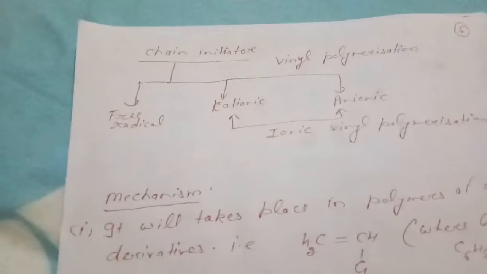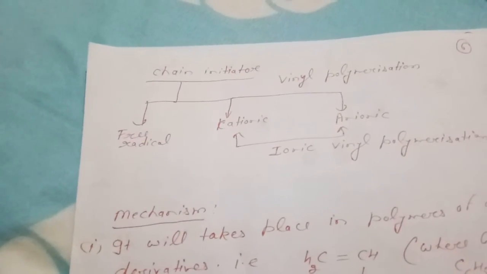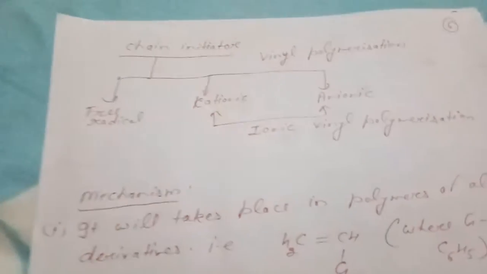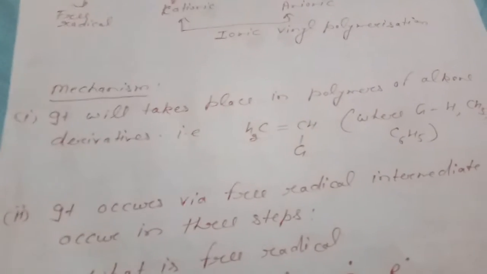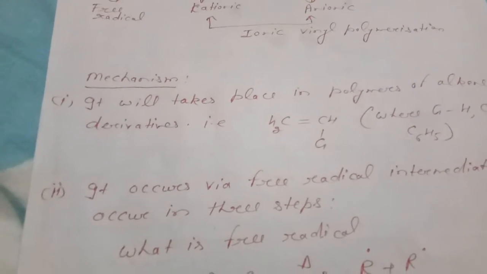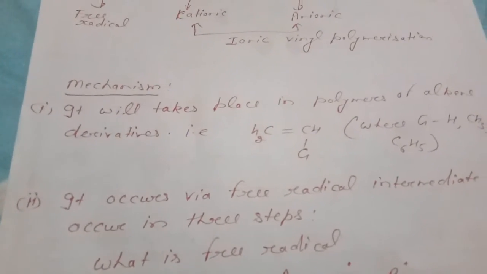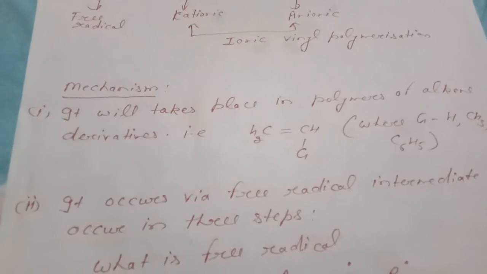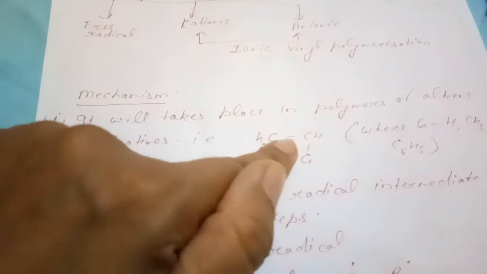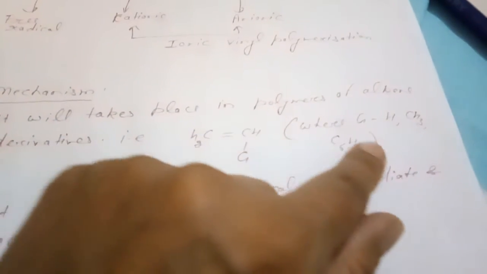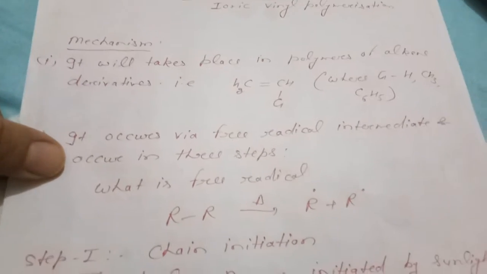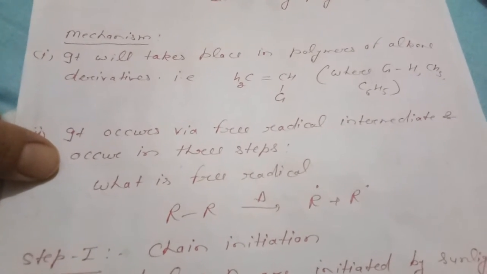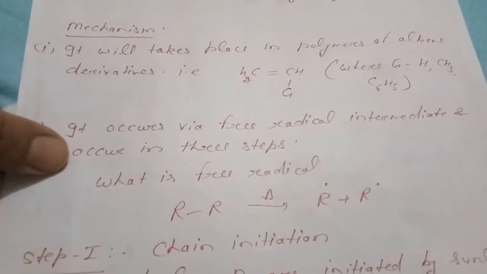First we will start with free radical vinyl polymerization. Let us start with the mechanism. It takes place in polymers of alkene derivatives, meaning there should be a double bond where G may be H, CH3 or phenyl. Second, it occurs via a free radical intermediate and occurs in three steps.